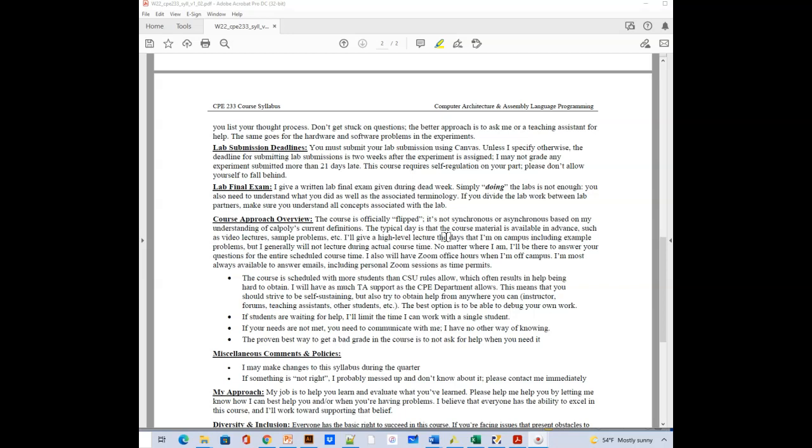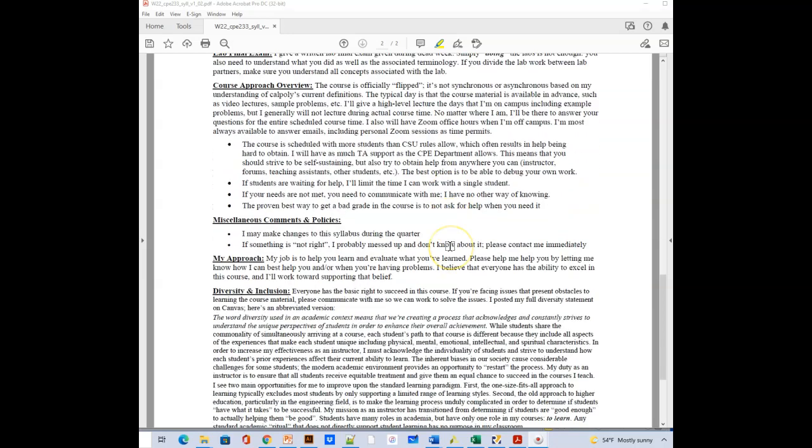During the quarter, I may make changes to the syllabus. Keep that in mind. Also, if there's something wrong, or you can't find something, that means I probably made a mistake. Please contact me immediately. My job is to help you learn and to evaluate what you have learned. I'm not here to make your life harder, although it probably seems like it sometimes. I believe that everyone has the ability to excel in this course, and we'll talk more about that later.